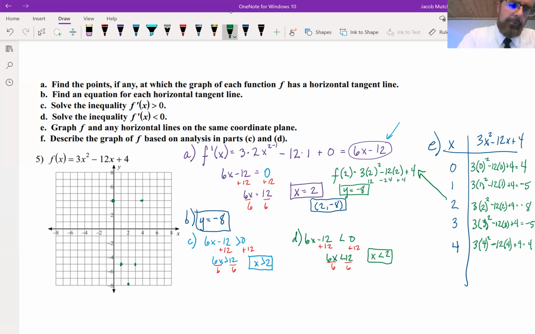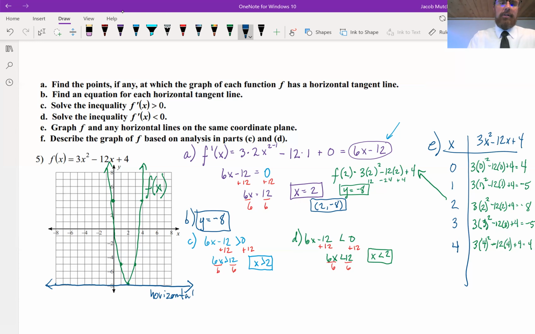So our graph for our parabola has its vertex right at the lower edge of our coordinate plane here. There's f of x, I'll label it. And then the horizontal line that we found in part B, y equals -8, is the horizontal line traveling through the very lower edge of this coordinate plane. So that's the horizontal tangent line.